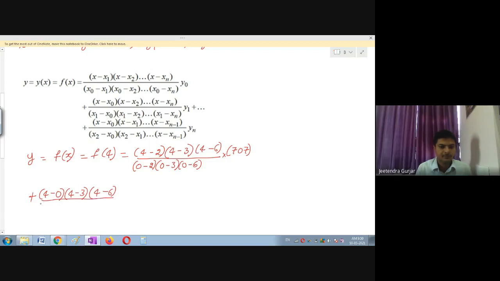Okay, divided by, again this is now x1. I am substituting the values in this. So x1 is 2. So I will substitute here 2 minus x naught, x naught is 0. Then we have again x1 is 2 minus x2, which is 3. You substitute x2. And then we have again x1 is 2 minus x3. X3 is 6, into y1. Yes, what is y1 here, students? 819 plus. Okay, continue this.